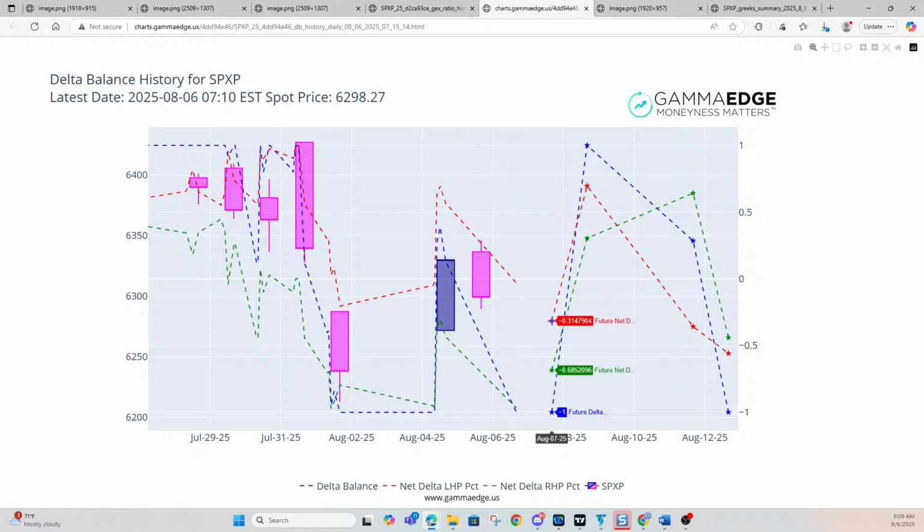Now, we do see a relief bounce coming into tomorrow, but then we see a weakness creeping back in very rapidly as we head into Friday. So again, keep this feather in your cap for this information.